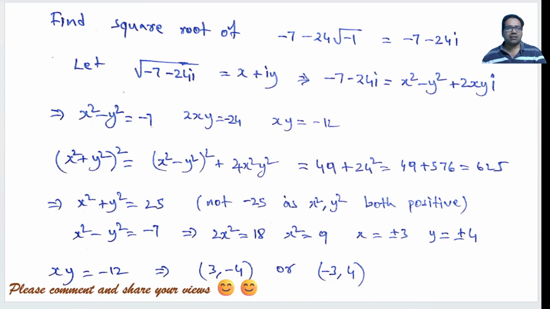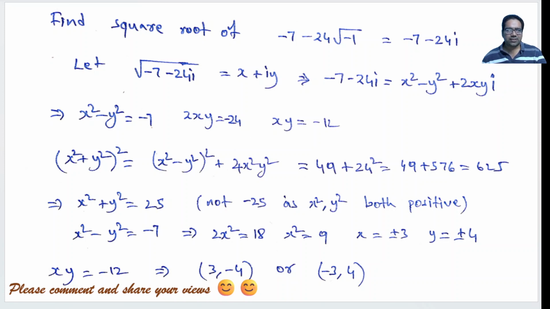We are not taking -25. Why? Because x and y are normal real numbers, not complex numbers. x plus iy is complex, not x and y individually. So x square and y square both are positive, and x square plus y square cannot be negative. So x square plus y square we are taking as 25 only.